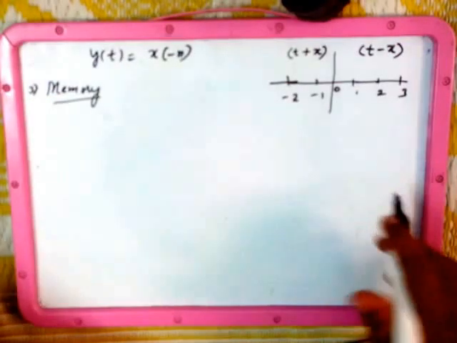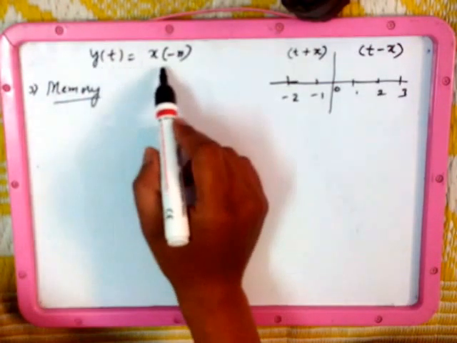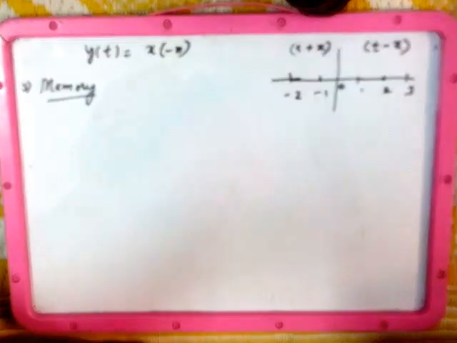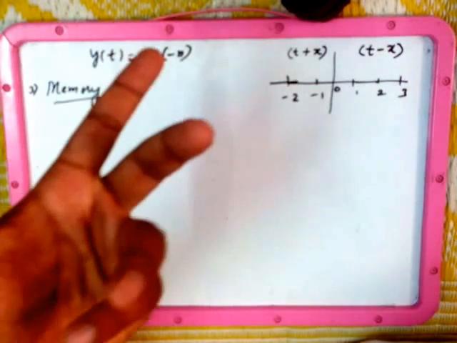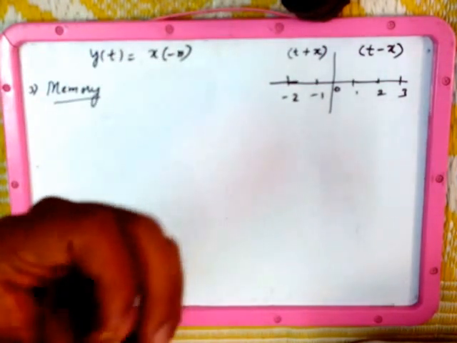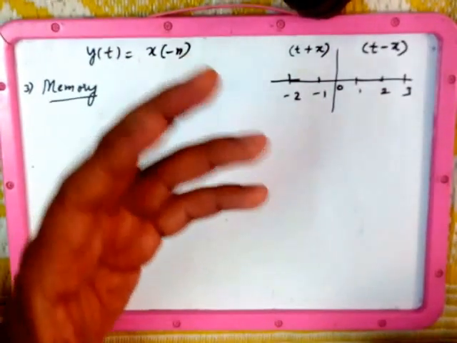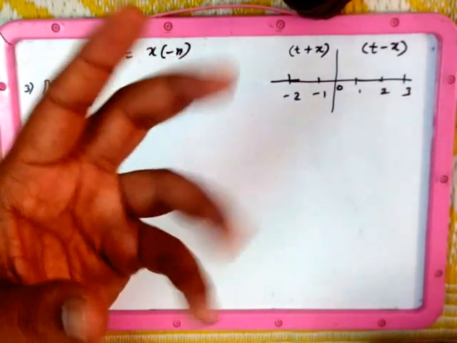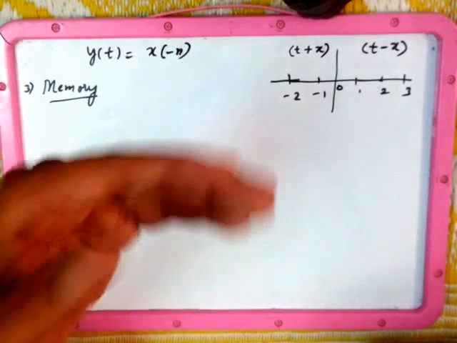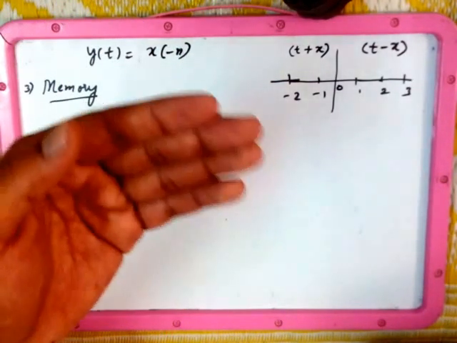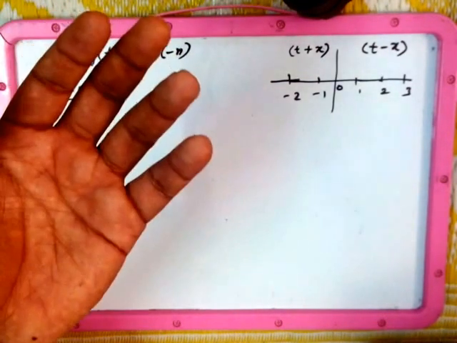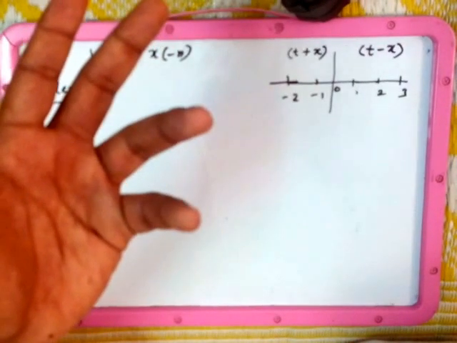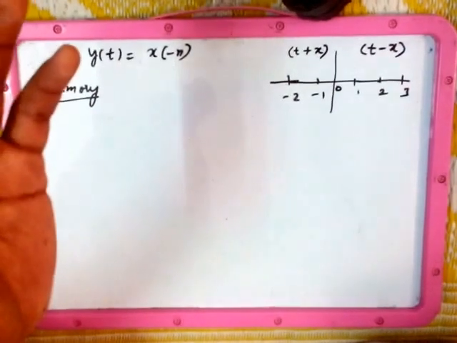Today we are going to see a system with y of t equal to x of minus n, and check whether it is a memory or memoryless system, and whether it is causal or non-causal. To find out whether it is a memory or memoryless system: if it depends on the present as well as the past value, or only on the past value, the system has memory. Otherwise, if it is not dependent on past values, it is memoryless.